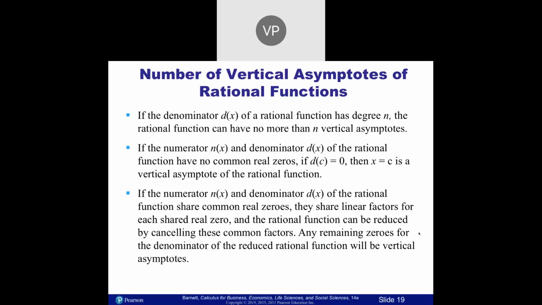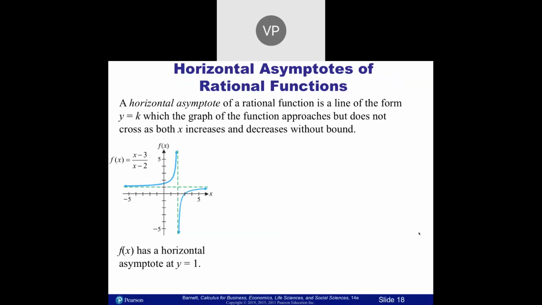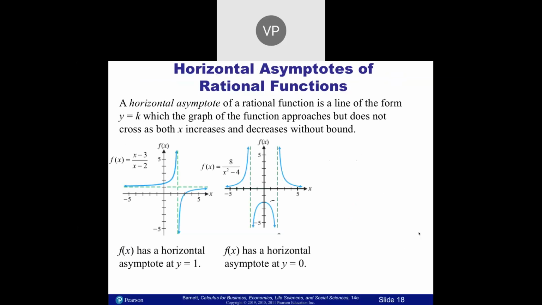The denominator of a rational function has degree n. Just the denominator. Look at the degree of only the bottom. That's going to tell you that you're going to have no more than that many vertical asymptotes. So go back again. Remember that first equation right there? The degree of this bottom, the highest power, is 1. That means at most you're going to have 1 vertical asymptote, and there it is.